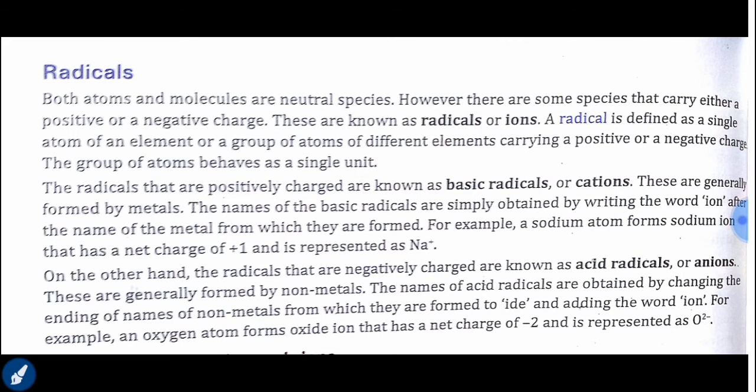On the other hand, the radicals that are negatively charged are known as acid radicals or anions. These are formed by non-metals. The names of acid radicals are obtained by changing the ending of names of non-metals from which they are formed to "ide", and adding the word ion. For example, an oxygen atom forms oxide ion that has a net charge of -2 and is represented as O2-.